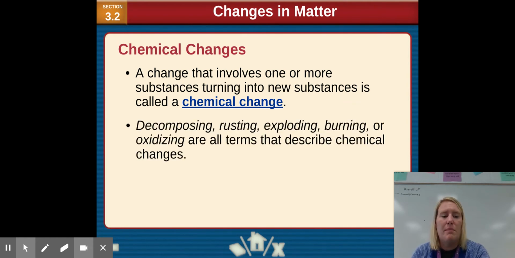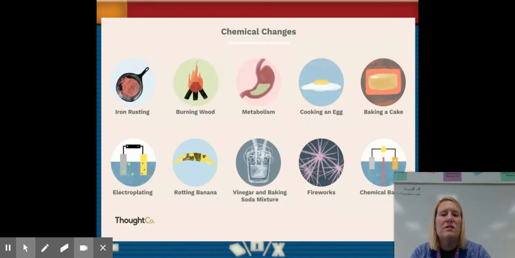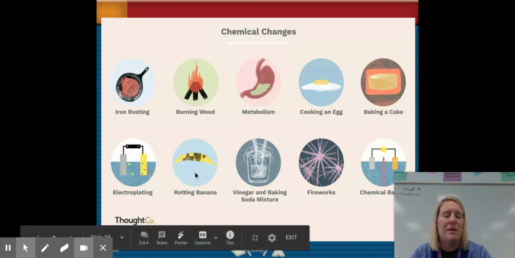So when things decompose, when they rust, when they explode, when they burn, or they oxidize, these are all terms that we use to describe chemical changes. So some examples of these here are iron rusting, burning wood, when we metabolize our food, when we cook an egg, when we bake a cake, and then you can see some other things like fireworks and rotting a banana, or if we mix vinegar and baking soda.